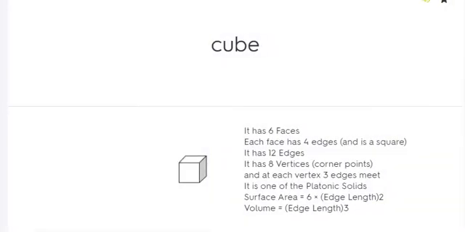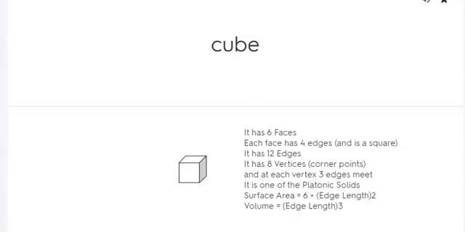Cube. It has 6 faces. Each face has 4 edges. It has 12 edges. It has 8 vertices, and at each vertex 3 edges meet. It is one of the Platonic solids. Surface area equals 6a². Volume equals a³.